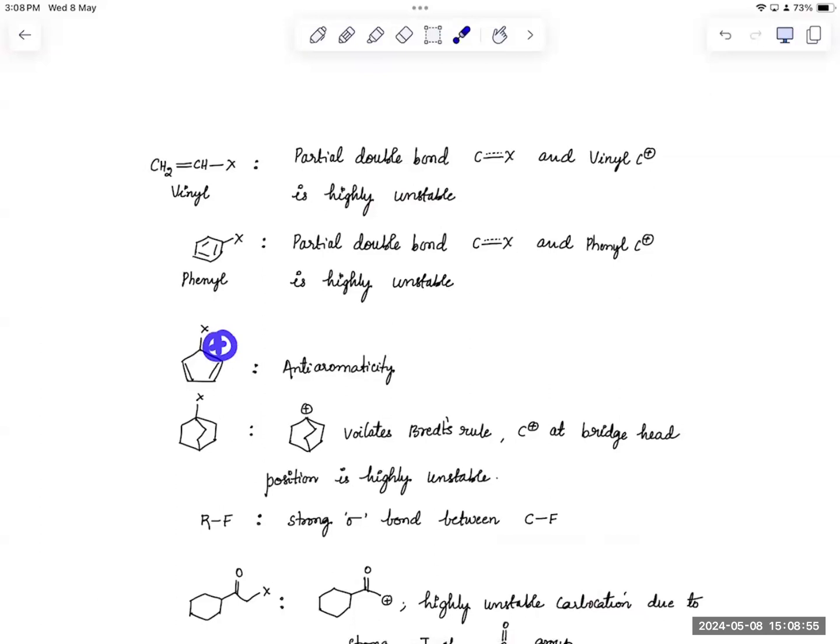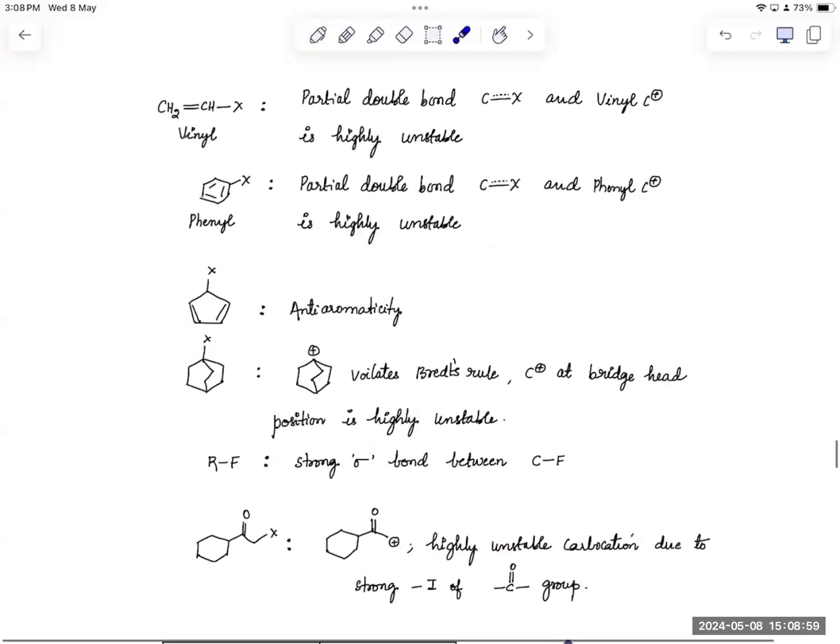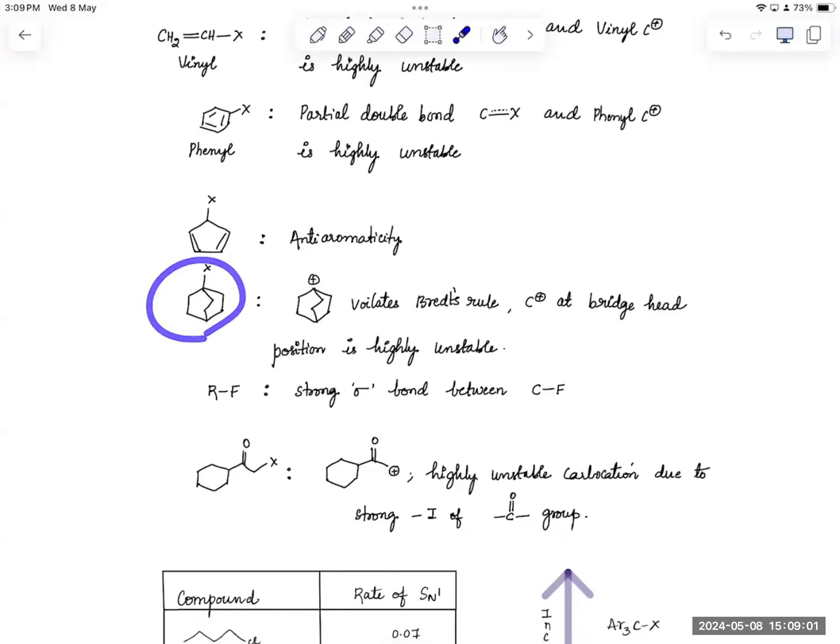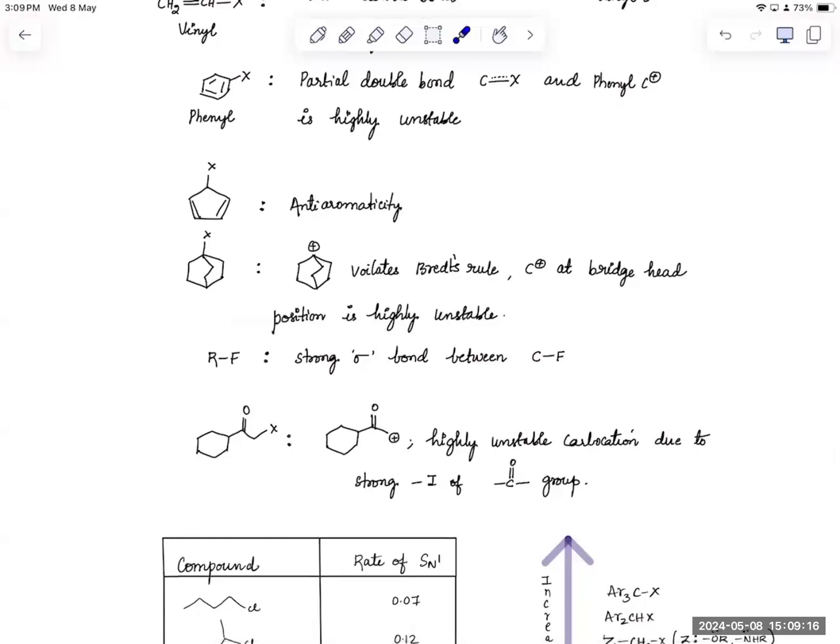Getting a positive charge here, it will become anti-aromatic. So anti-aromaticity is one case. Bridged: it violates Bredt's rule, which says that no carbocation can form on the bridgehead carbons. Okay. If you have an R-F bond, it will be difficult to make SN1 reactions.